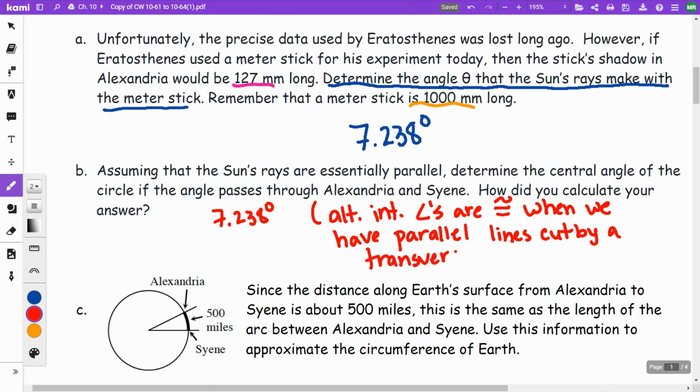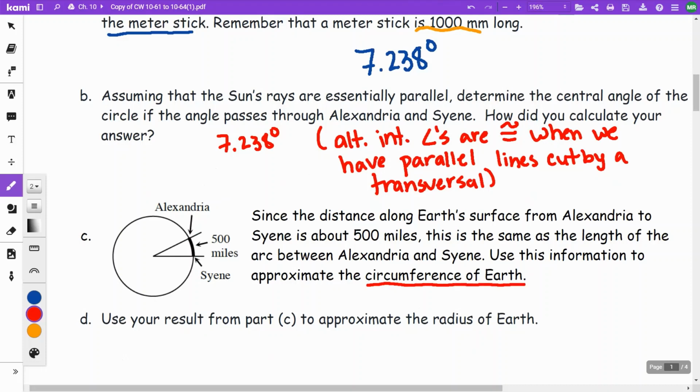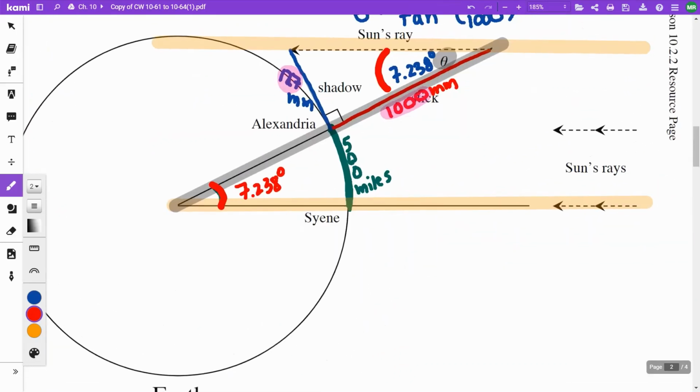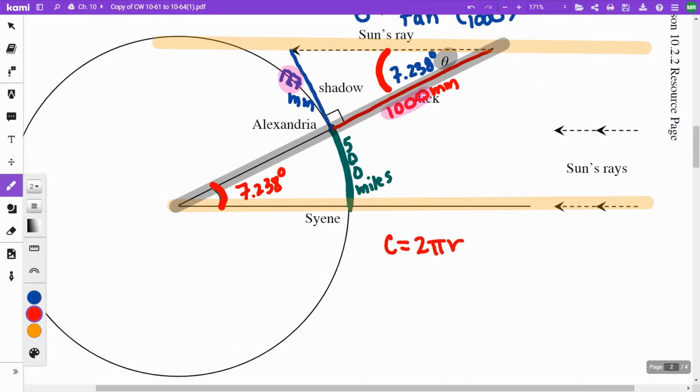Then the next question that they want us to answer is to figure out the circumference of the Earth, if we know that this here is 500 miles. To figure out the circumference, I know that circumference is equal to 2 pi r. And I know that that 500 is part of the circumference. It's not the whole circumference. I have 7.238 degrees out of 360 degrees of the circumference that is equal to 500.